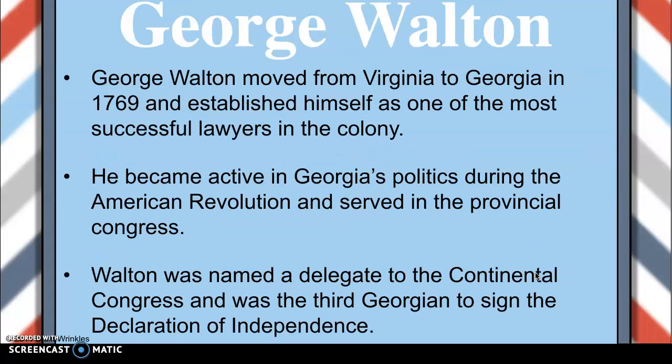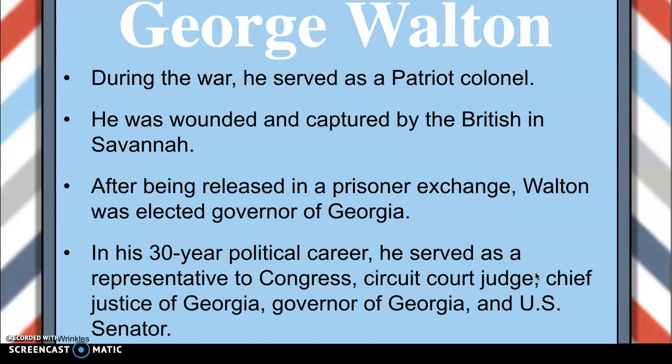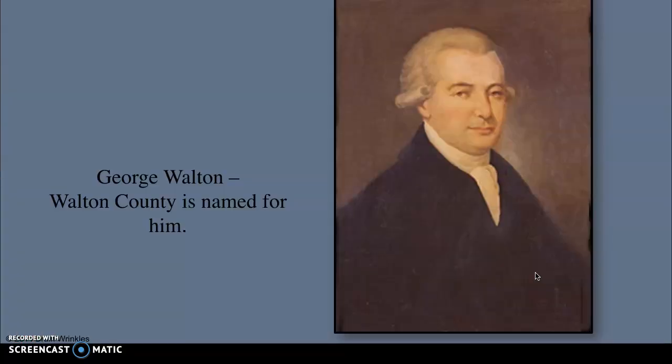George Walton is our last signer from Georgia. He moved from Virginia to Georgia in 1769 and was one of the most successful lawyers in the colony. He does become active in Georgia's politics during the American Revolution. He is the third Georgian to sign the Declaration of Independence. He does serve as a Patriot colonel during the war, and he's wounded and captured by the British in Savannah. He is released in a prisoner exchange and then elected governor. During his 30-year career, he serves as a representative to Congress, a circuit court judge, a Chief Justice of Georgia, Governor of Georgia, and a U.S. Senator. And Walton County is named after him.